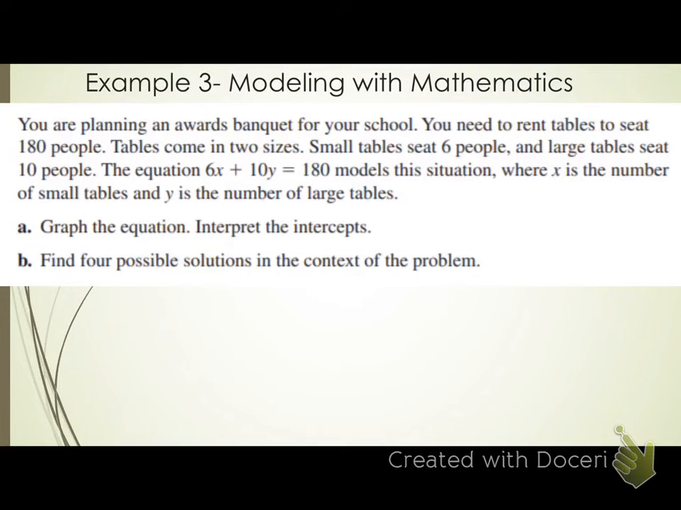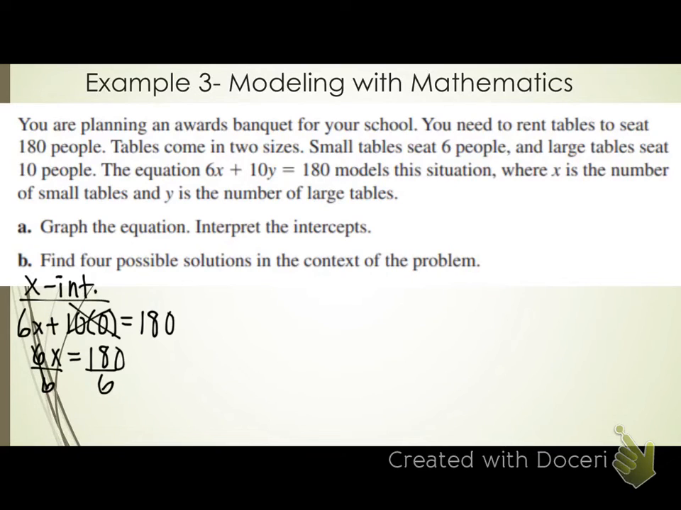By finding my x and y intercepts like we just did, right? So let's find our x-intercept first. How do I find my x-intercept? Replace y with 0 and then solve for x. So I've got 6x plus 10 times 0 equals 180. What does 10 times 0 give me? 0, so that term goes bye-bye. I'm left with 6x equals 180. How would I get x by itself here? Divide by 6 on both sides.